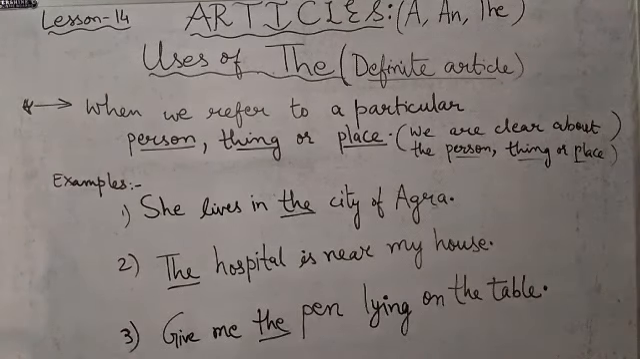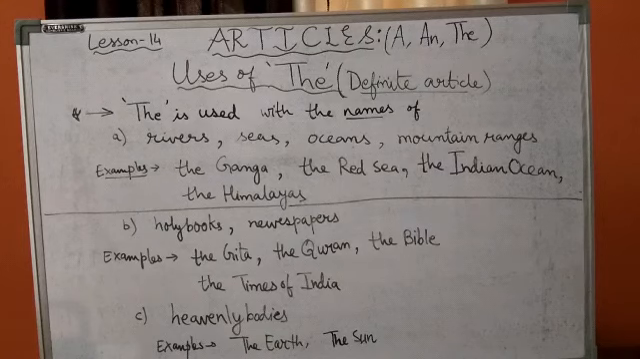Number 3, give me the pen lying on the table. Here also, students, see, the pen is identified, that pen only which is lying on the table. So, we have to use the pen because it is identified that the pen I want is lying on the table. So, whenever we are using the, we are using it for a particular person, thing or place mentioned in the sentence.